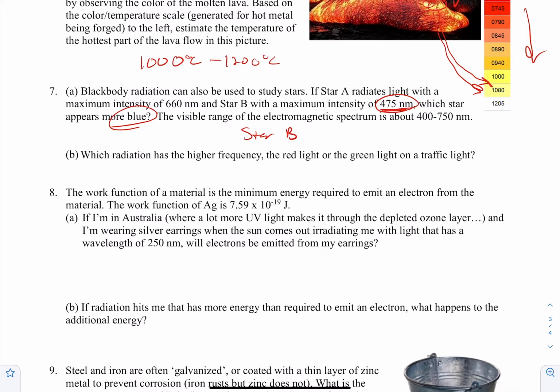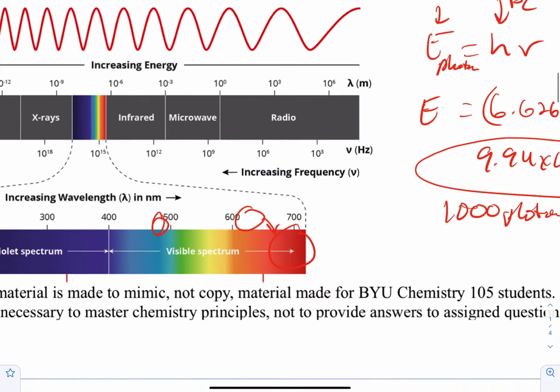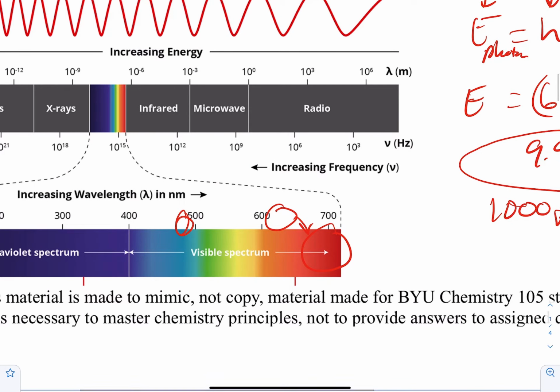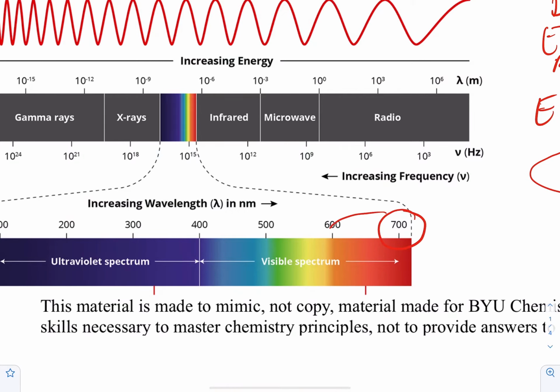All right, B, which radiation has the higher frequency, the red light or the green light on a traffic light? All right, so let's go back up to this electromagnetic spectrum. Let me erase this here. Red's usually down here next to 700 or 600. And green looks like it's right here. So which one has a bigger or a longer wavelength?